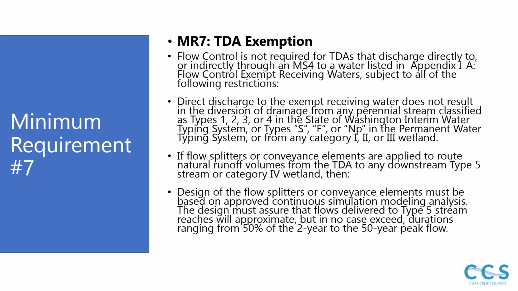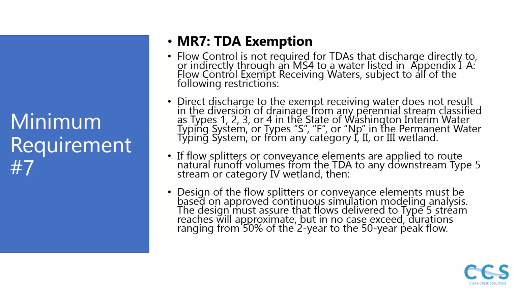TDA exemption: flow control is not required for TDAs that discharge directly to, or indirectly through an MS4 to, a water listed in Appendix 1A, Flow Control Exempt Receiving Water, subject to all the following restrictions. Direct discharge to the exempt receiving water does not result in the diversion of drainage from any perennial stream classified in types 1, 2, 3, or 4 in the State of Washington interim water typing system, or types S, F, or NP in the permanent water typing system, or from any category 1, 2, or 3 wetland.